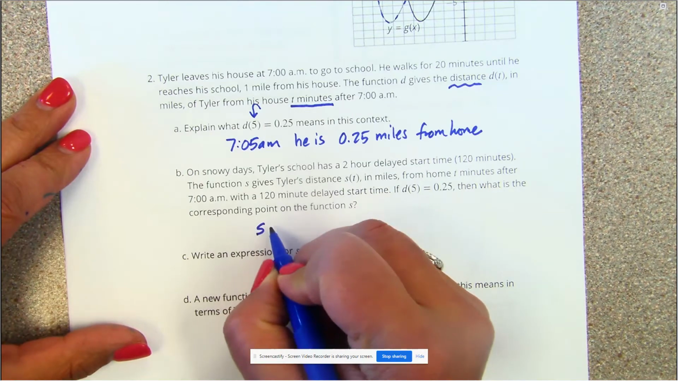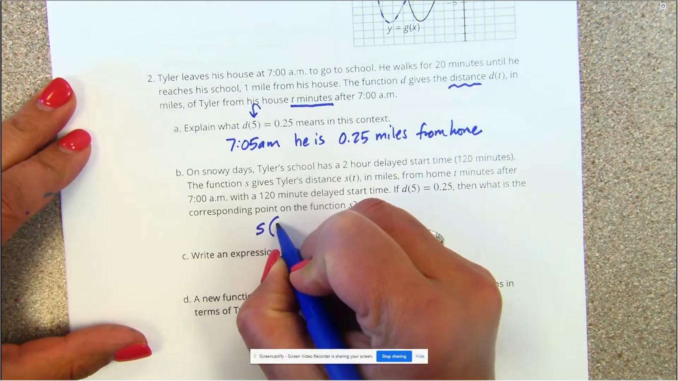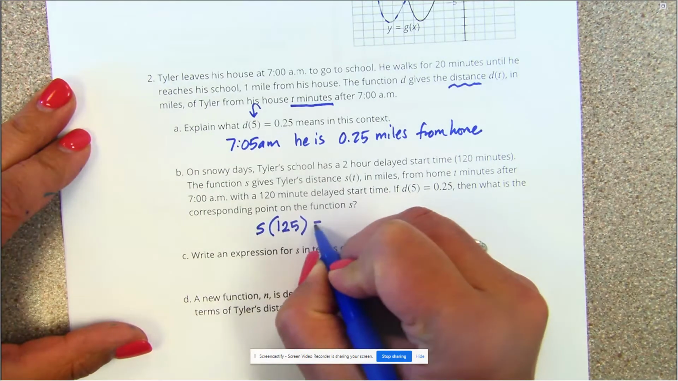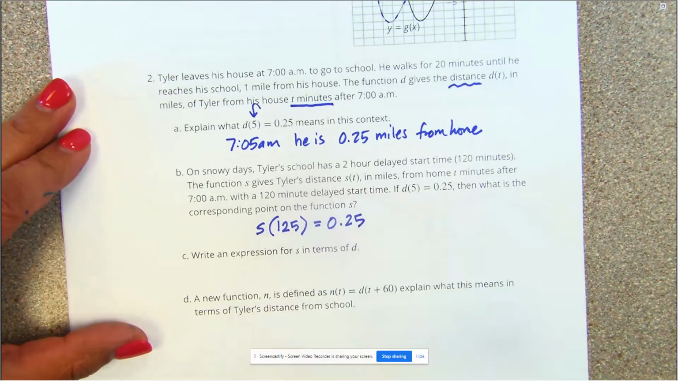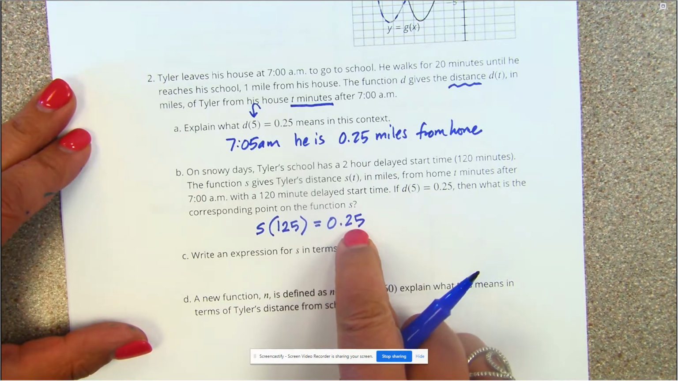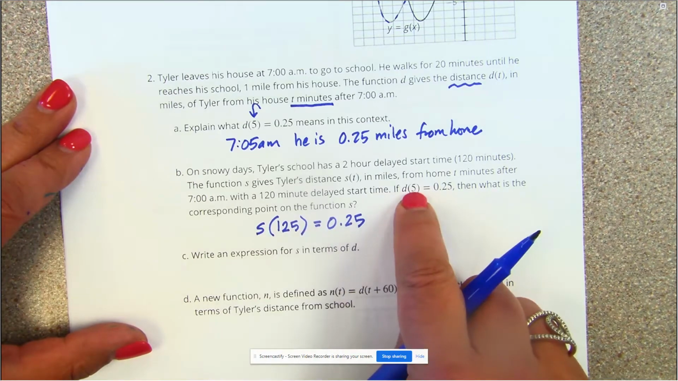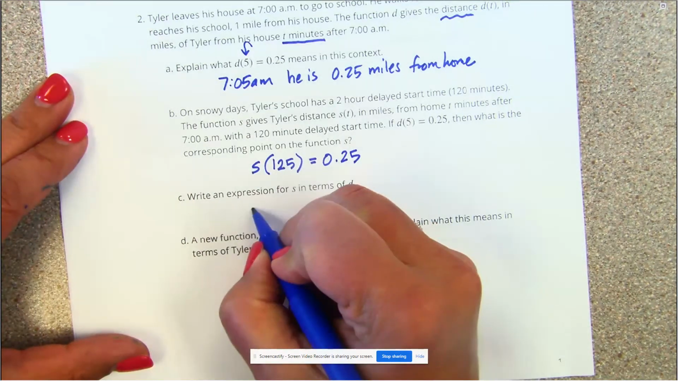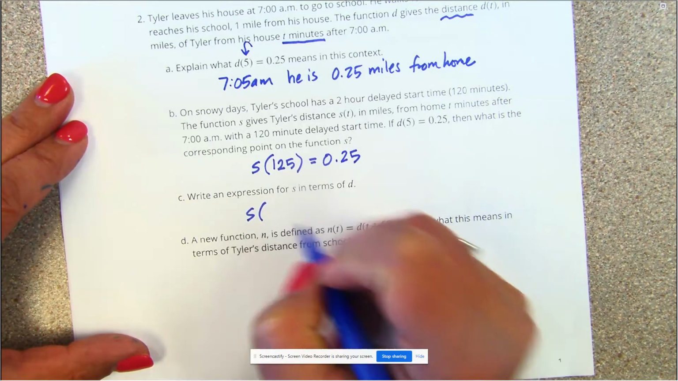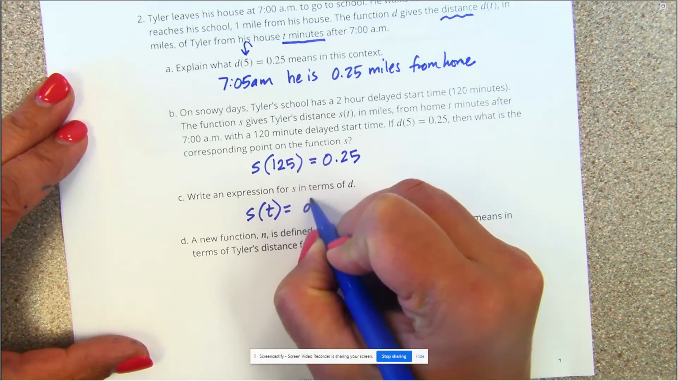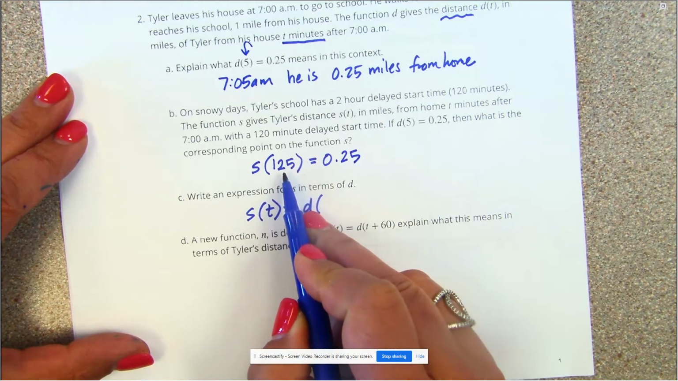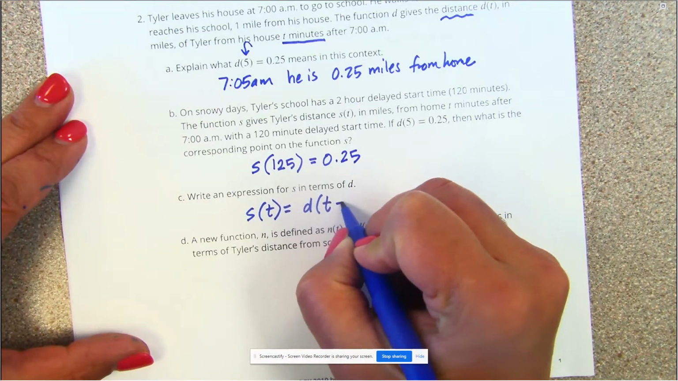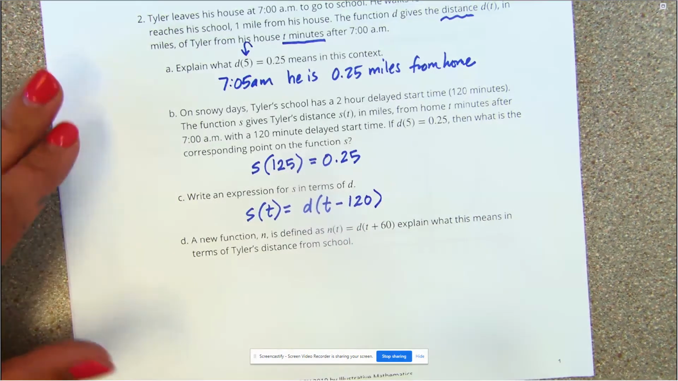So s of 125 equals 0.25. He would still be a quarter of a mile. It would just be exactly 2 hours later after that. Write an expression for s in terms of d. So s of t is equal to d. It's been shifted 120 minutes into the future, so to the right. So it's going to be time minus 120, opposite of what I would think.